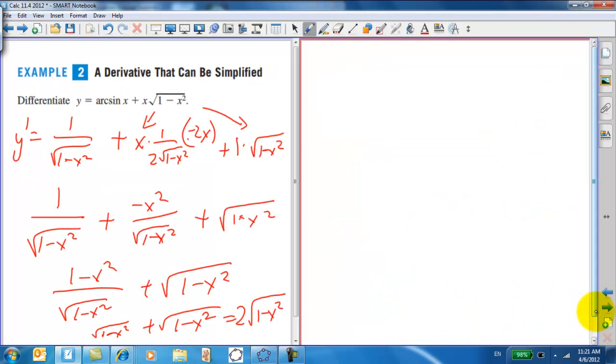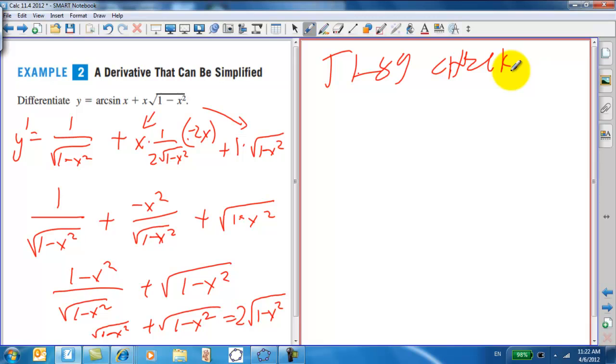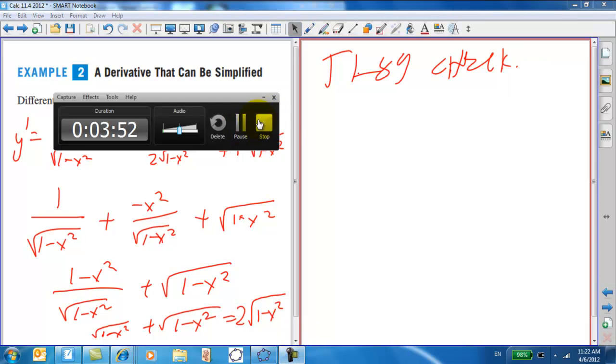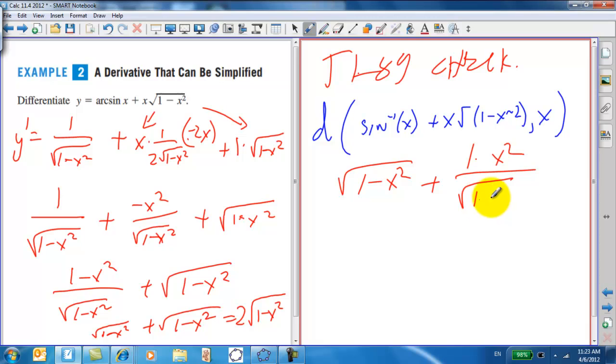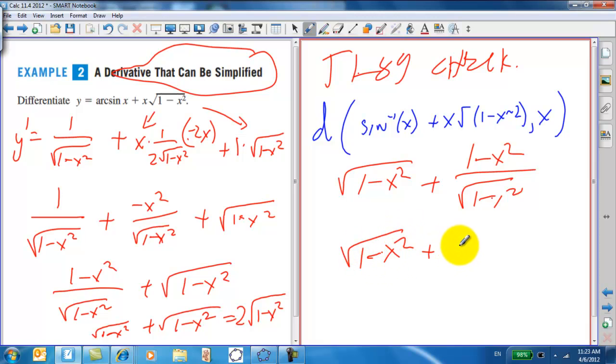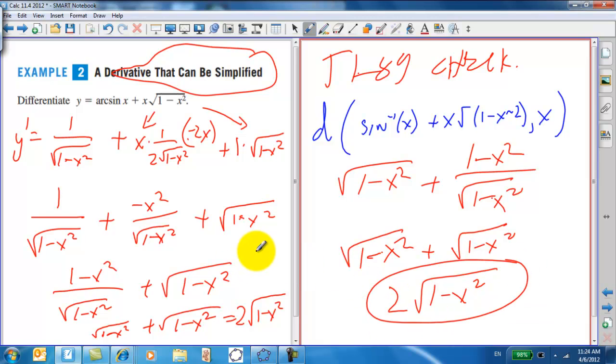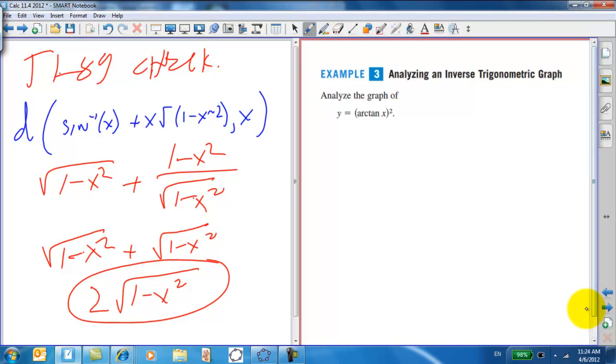Okay, let's check this on our TI-89. See what it does with the derivative of this huge expression. Okay, I did it in the calculator, and the calculator gave square root of 1 minus x squared plus 1 minus x squared over the square root of 1 minus x squared. But the whole point of this section is that the derivative can be simplified. This should be viewed as square root of 1 minus x squared again. And you get 2 square root of 1 minus x squared. So that's the answer I'm accepting. Okay? One of the drawbacks of the calculator.